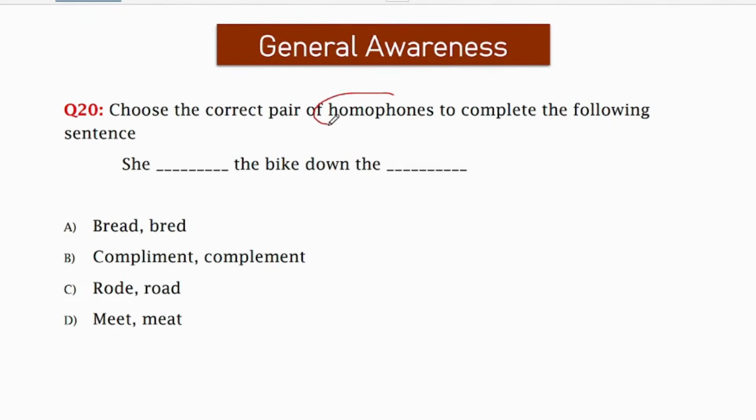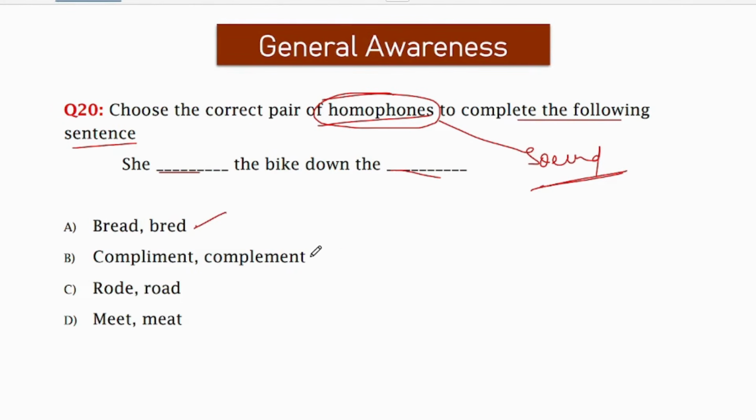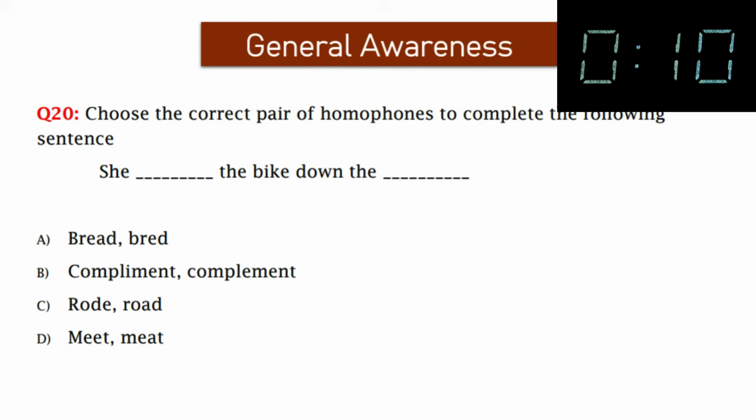Choose the correct pair of homophones. Homophones are words that sound similar but have different meanings. Choose the correct pair of homophones to complete the following sentence. She dash the bike down the dash. Option A is bread, compliment, road, meat, and meat. Your 10 seconds starts now. You answer this question.